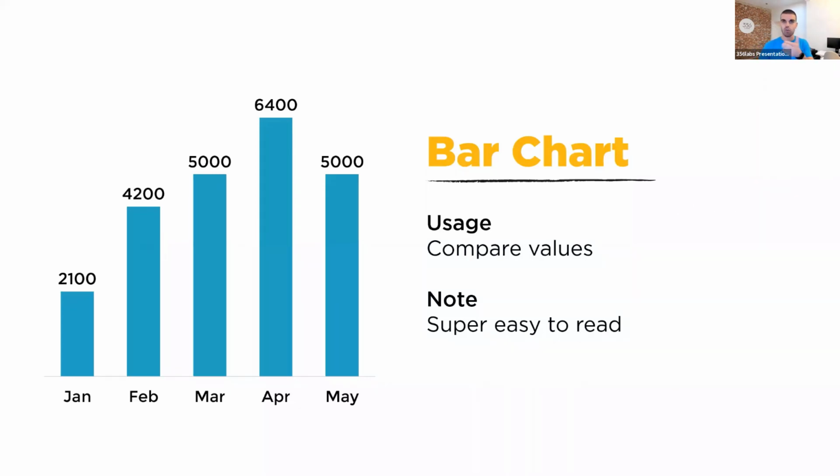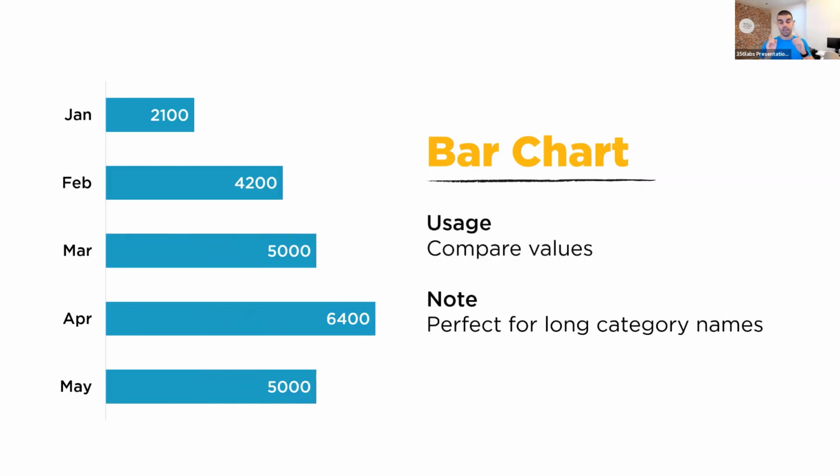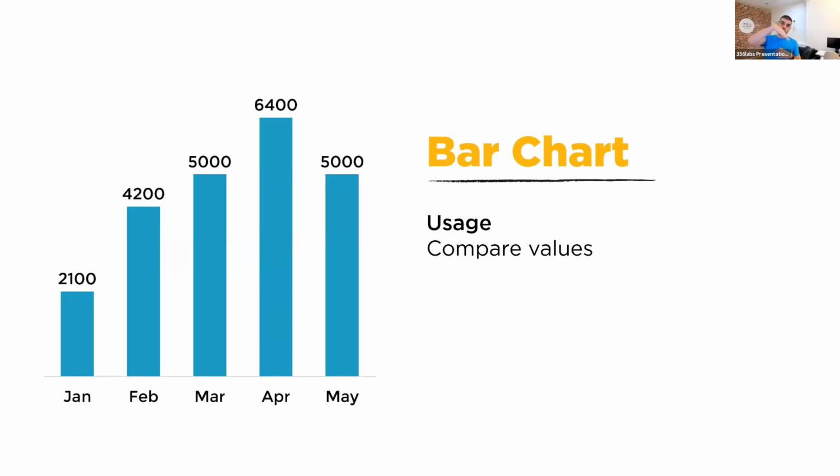And his or her brother, depending on how you want to call it, the horizontal bar chart, is again comparing values, but it is perfect when the category names that you have are very long. I don't know whether or not you have experienced such a case for yourself. Here the category names are the months, but you will see in a minute a chart where the category names are very long. And when they become very long, the names go under an angle.